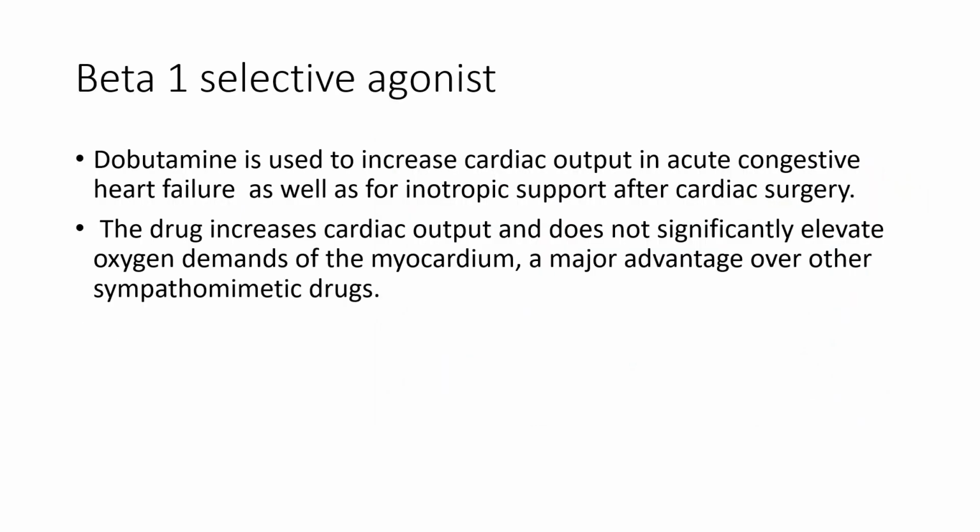Now we have the beta 1 selective agonist. Dopamine is used to increase the cardiac output in acute congestive heart failure as well as for inotropic support after cardiac surgery. The drug increases cardiac output and does not significantly elevate the oxygen demand of the myocardium, a major advantage over other sympathomimetic drugs.